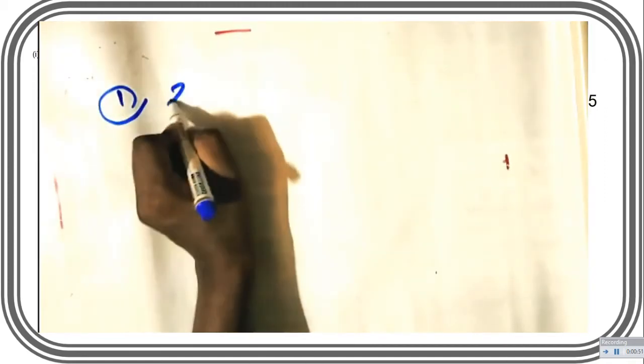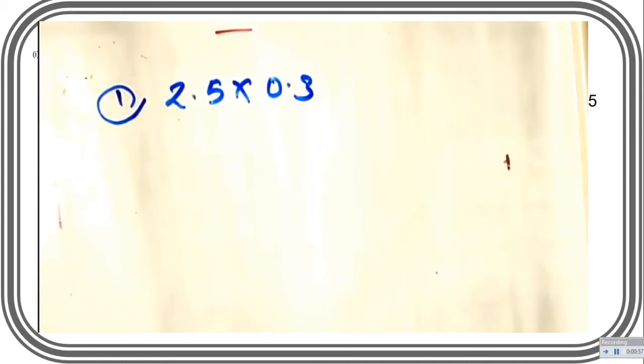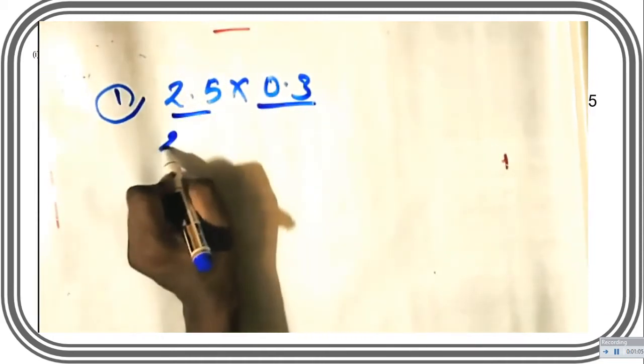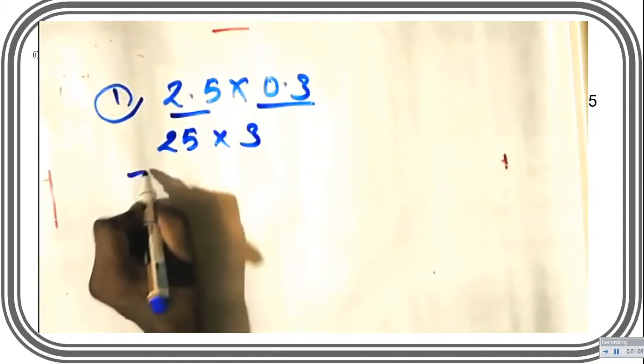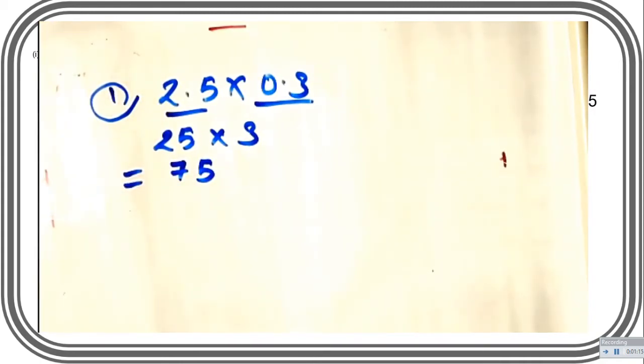First I am going to take the first part of this question, which is 2.5 multiplied by 0.3. As earlier, beta, here also you have to do the same thing, multiply only the numbers. So the numbers are 25 here and 3 here. We know that 25 times 3 is 75. So here we'll get the answer 75.